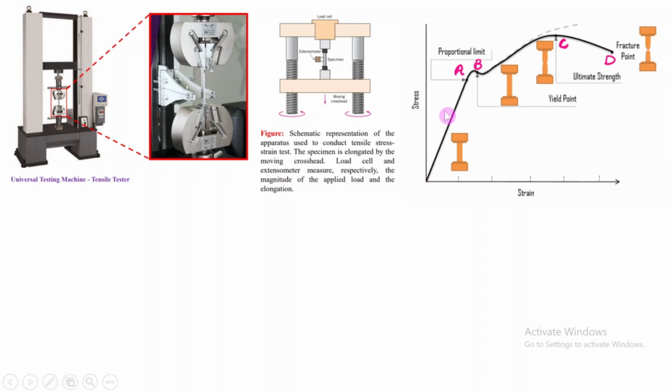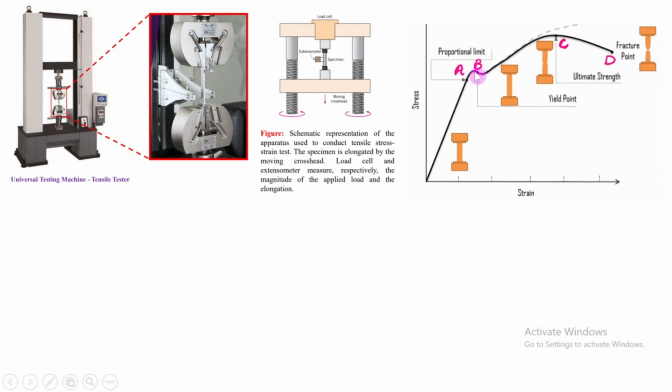In this region, the material follows Hooke's law. Hooke's law is that stress is directly proportional to strain at constant elastic modulus. From position A to B, if we apply less stress, the strain will be less. And here this point B is called the elastic limit.